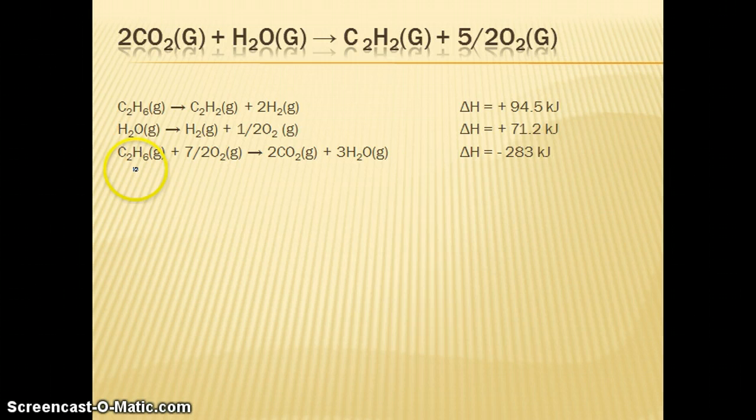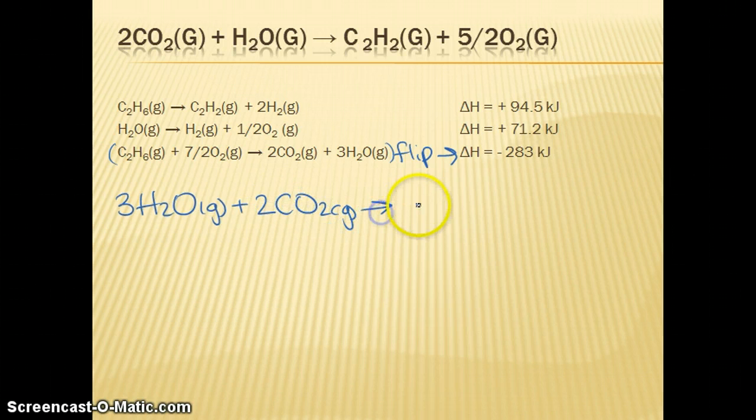We've got C2H6 and the O2s. CO2 is on the right, and we want it on the left. So I'm going to go ahead and flip this reaction. Remembering that when we flip, we also flip the sign of delta H. So now we have 3H2O gas plus 2 CO2 gas gives us C2H6 gas plus 7.5 oxygens. Flipping that delta H, we now have 283 with a positive sign.